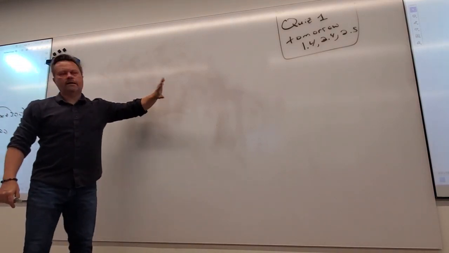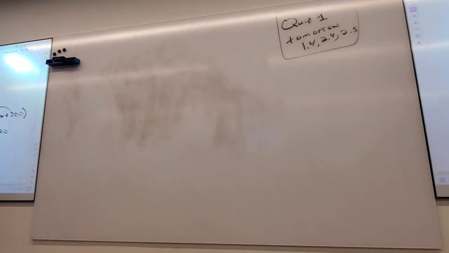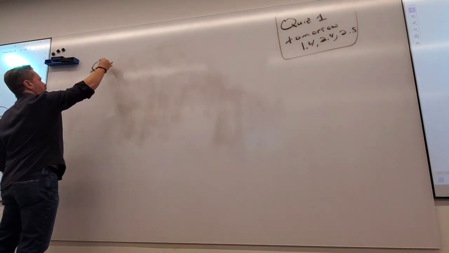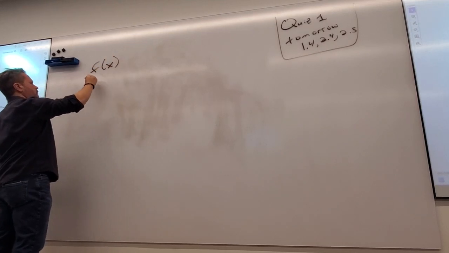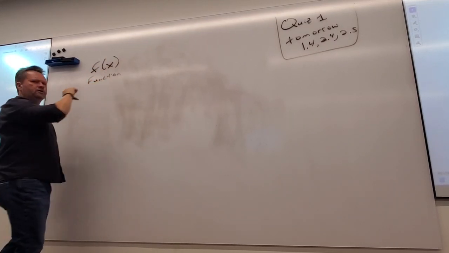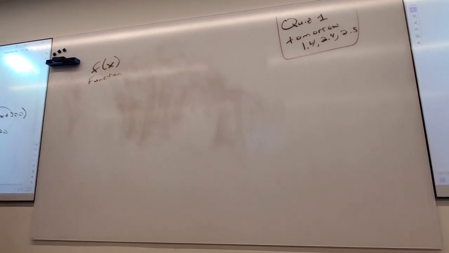So I think last time, let me see if I remember what we did. I talked about the definition of function. I don't know if I wrote down function notation. What was the definition of function again? What makes something a function? For every input, there's only one output.